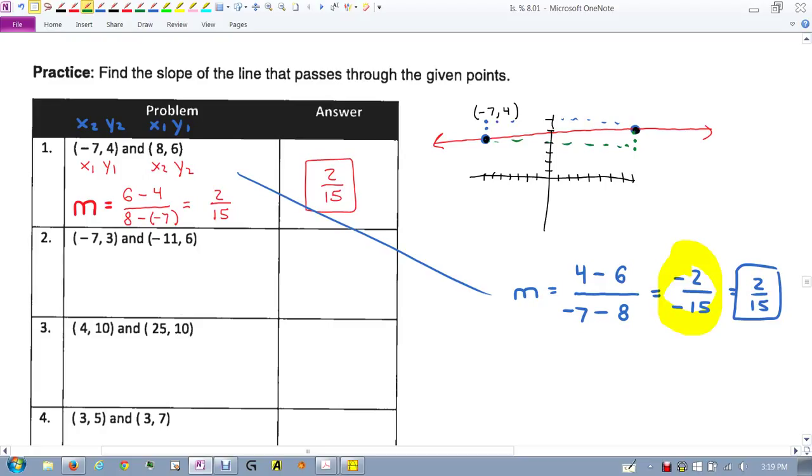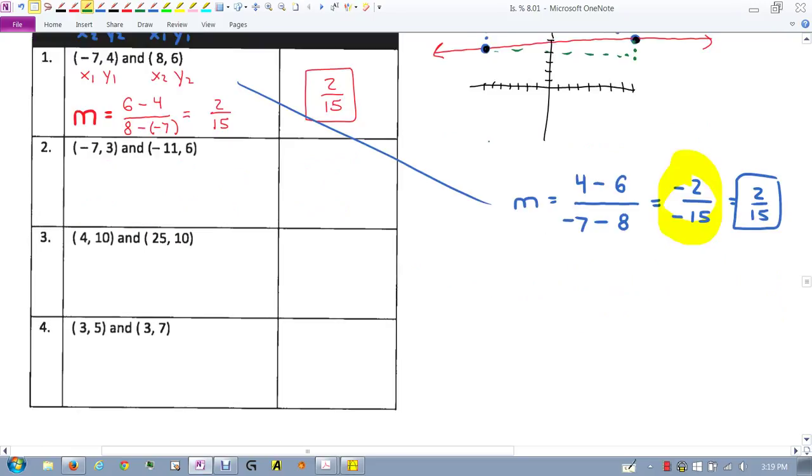All right, see if you can do the next one on your own. See if you can find the slope of the next one. You don't need to draw a picture, just find the slope. I'll draw the picture while you're doing that.